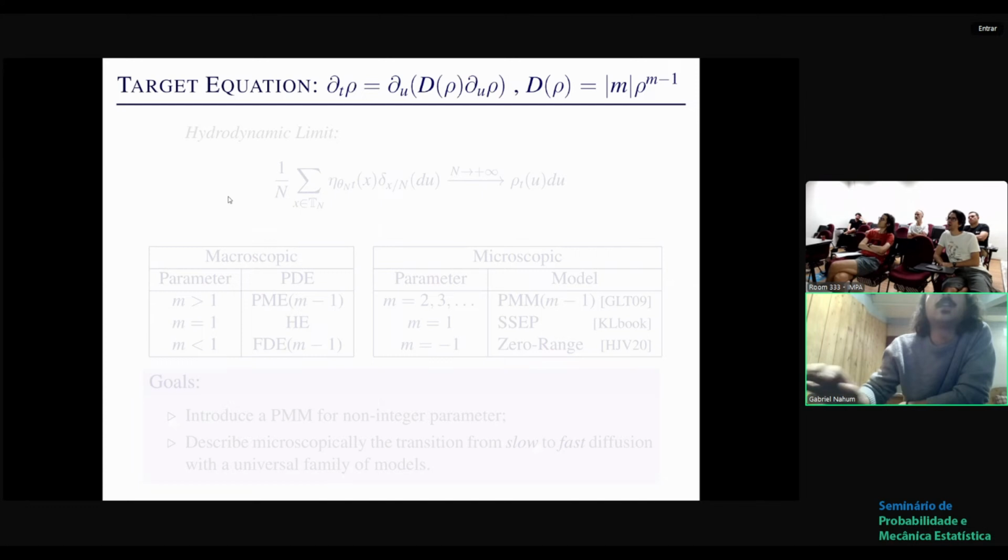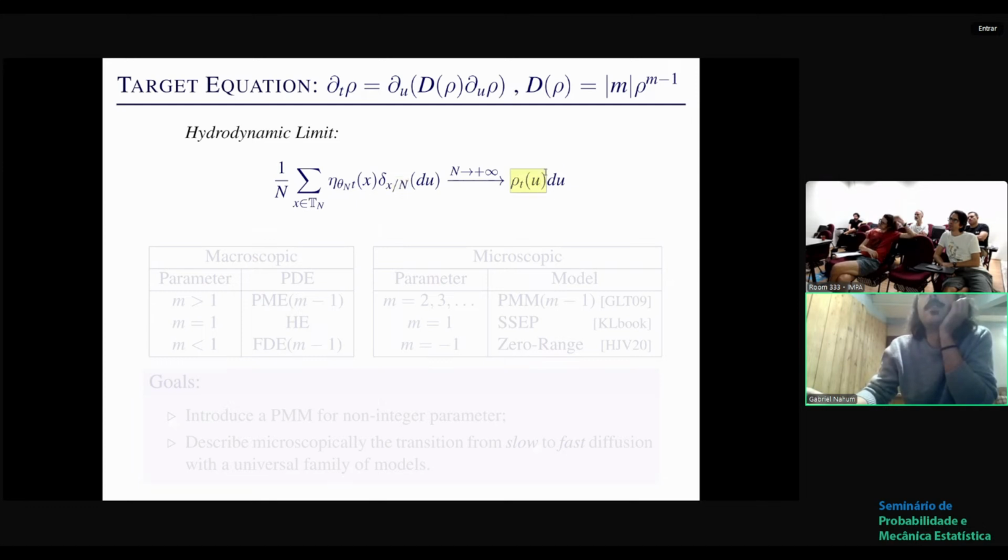So by that, I mean we want to have some underlying model where, if we take a local average of the particles and rescale the time by this factor here, theta n, and rescale space by 1 over n, where n is the length of our lattice, then this random measure here converges in some sense to this absolutely continuous measure, where this rho, this density here, is a solution to this PDE here.